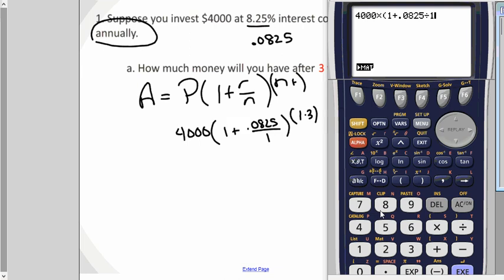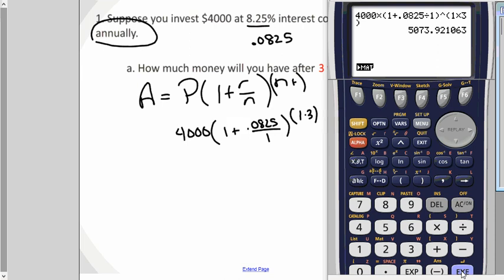Divided by 1. You can also use the fraction button. I'll show you that in a little bit. That's this one right here on the Casio. In the TI, they have a little fraction button too. And then we're going to raise that to the parentheses 1 times 3 power, close parentheses.